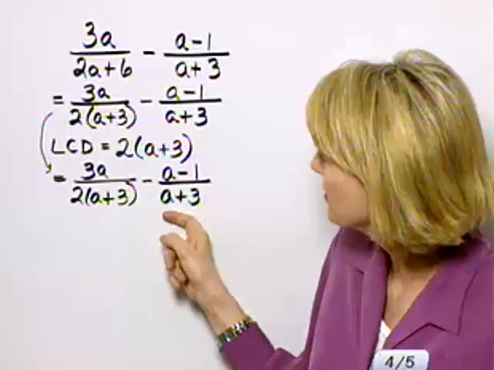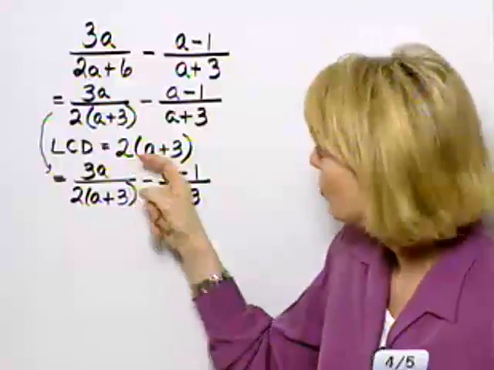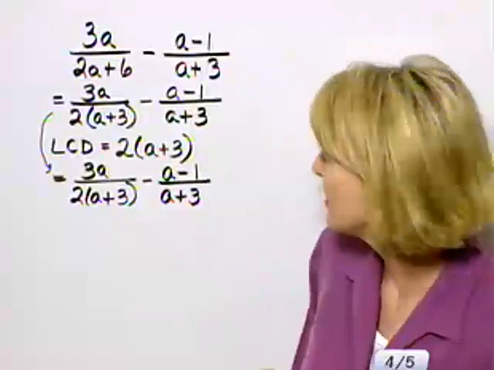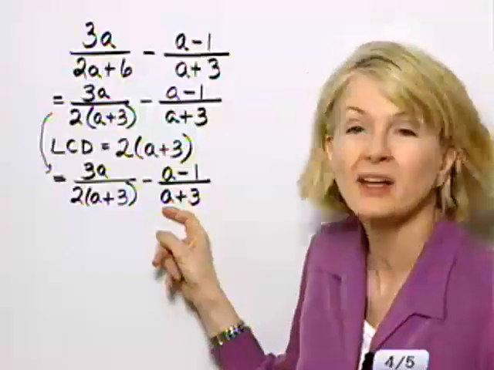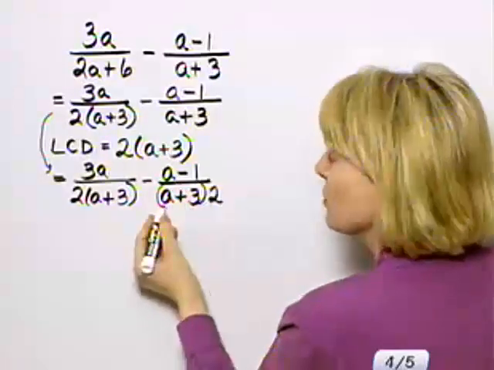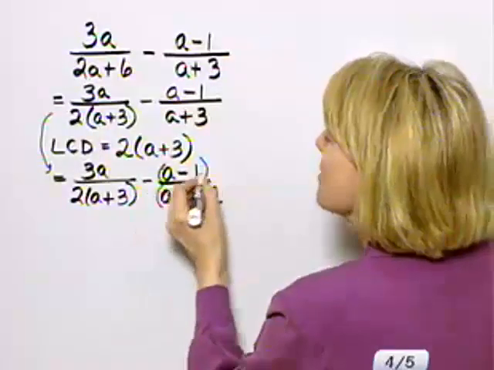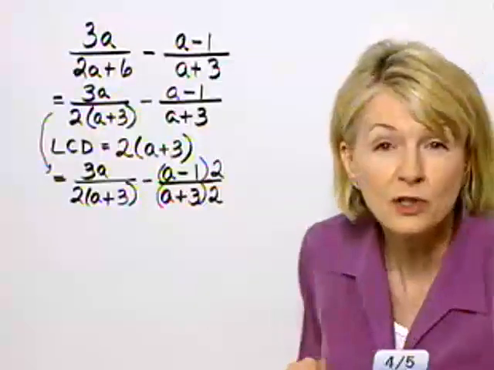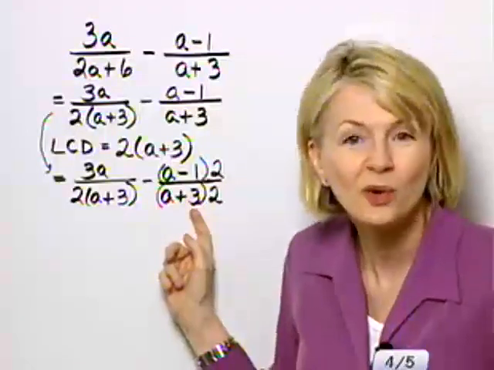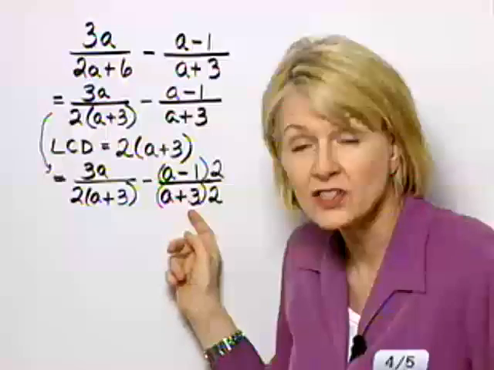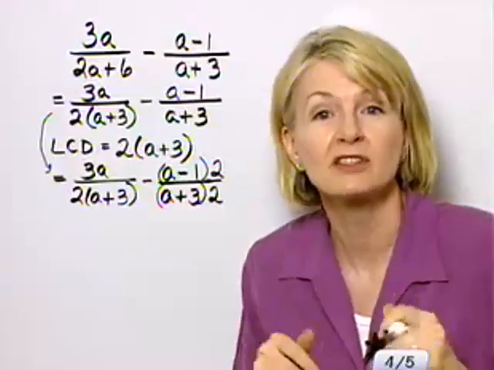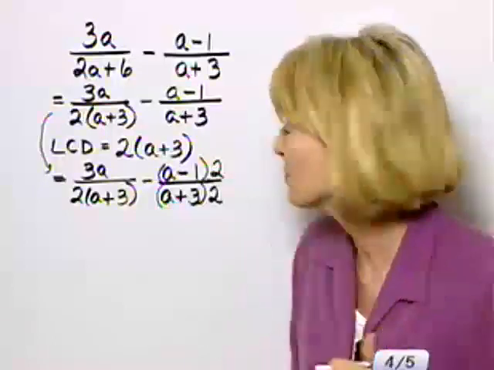Now compare this with the LCD. What do I multiply this denominator by in order to have the least common denominator? I simply need to multiply this by 2. Now if I multiply the denominator by 2, I must multiply the numerator by 2. Now the denominators are the same. Don't worry about order. Remember, multiplication is commutative. So a plus 3, that quantity times 2 is the same as 2 times the quantity a plus 3.